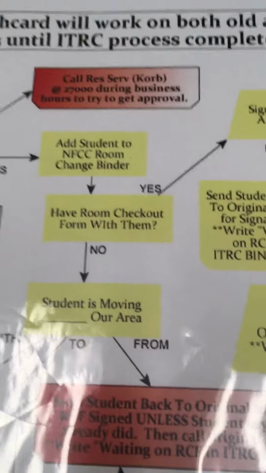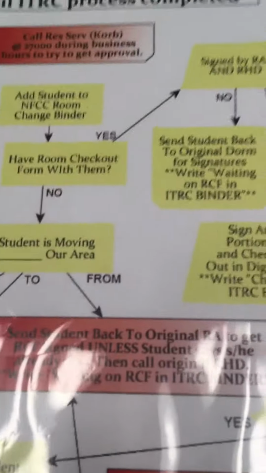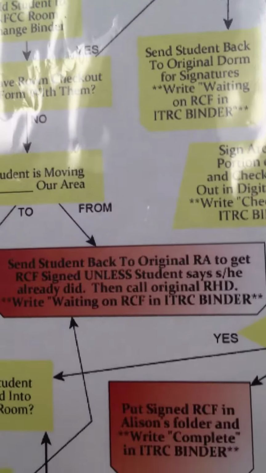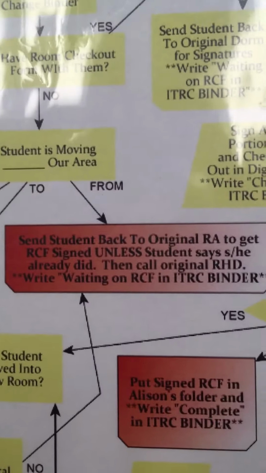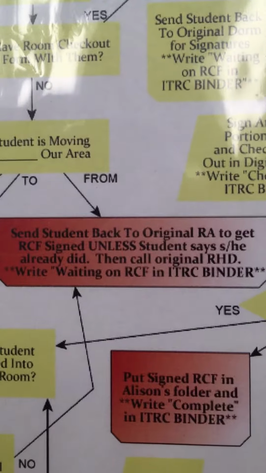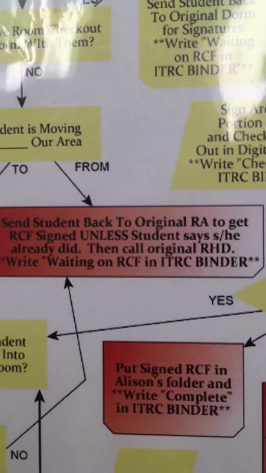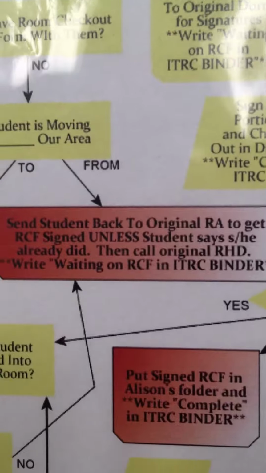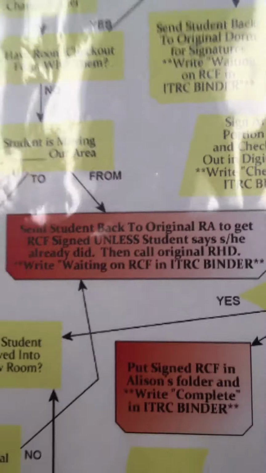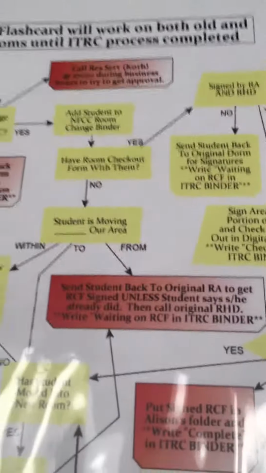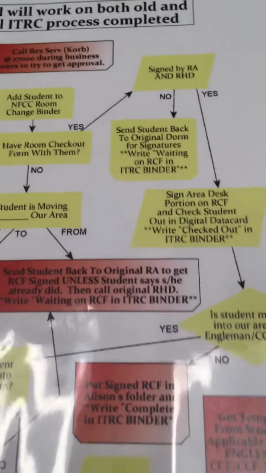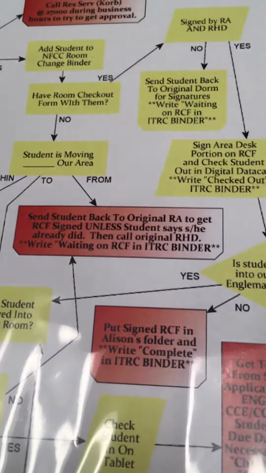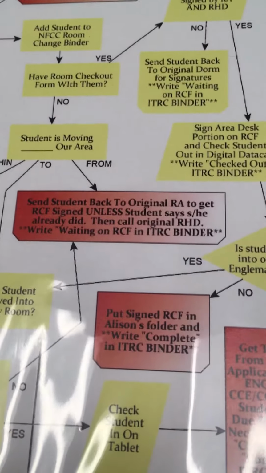If that's the case, the major thing, and the only thing that we need for them is actually the RCF, the room change form that is completed. So the red box in the middle there, send the student back to their original RA to get an RCF and to get it signed, unless they say they already did. So there is the possibility that someone will come back to you and say, yeah, I already did that. So if they're telling you, yeah, they already did that, then we need to call their RHD or their RA and figure out who has it.